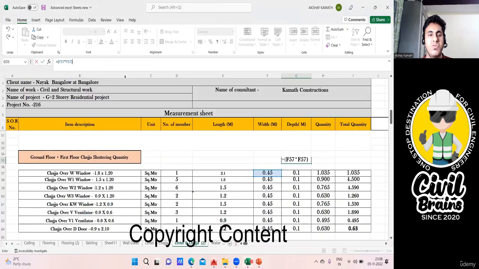It's very simple. Fine. So plus, again bracket open. What I require? Width I require. Width is again 0.45. Height is 0.1. Sorry, 0.45 multiply by 0.1. Got it? Length, width. Now I'll multiply this by 2 because I want 2 sides. So I'll multiply this by 2 and close the bracket, hit the enter button. Done. Why is there a variation?